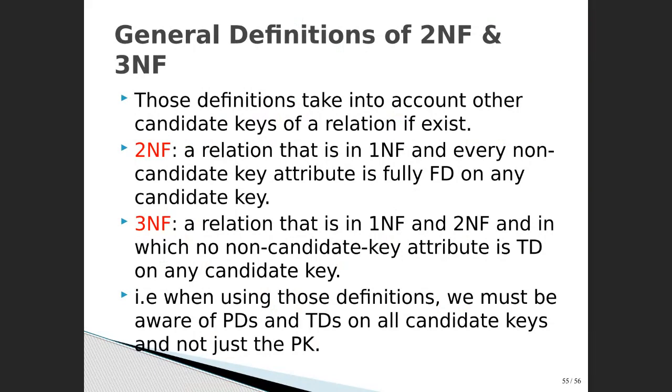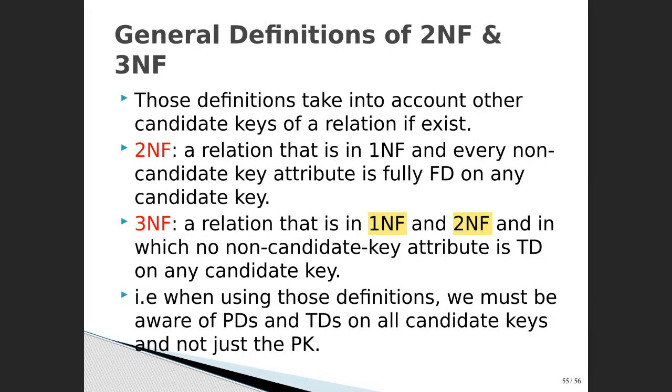Okay, and this is just some tips or definitions. Second normal form is a relation in its first normal form in which every non-candidate key attribute is fully functionally dependent on any candidate key. Third normal form is a relation in its first normal form and second normal form, and in which no non-candidate key attribute is transitively dependent on any candidate key.